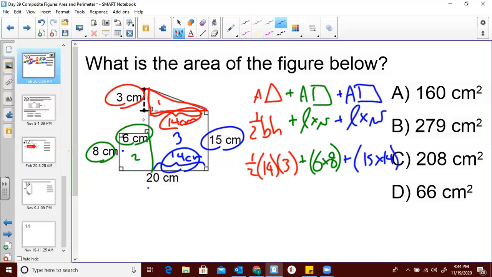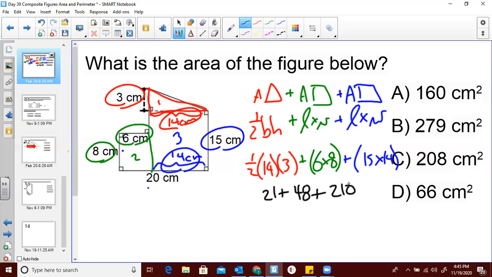Now, if you look at this, it really looks like a square, but you have to be careful because these things might not be drawn to scale. So you have to make sure that you're actually looking at the numbers and not assuming things based on the shape. So let's see, 1/2 of 14 is 7, times 3 is 21. 21, 6 times 8 is 48. And 15 times 14 is 210.